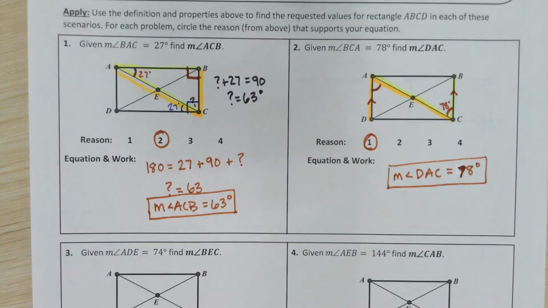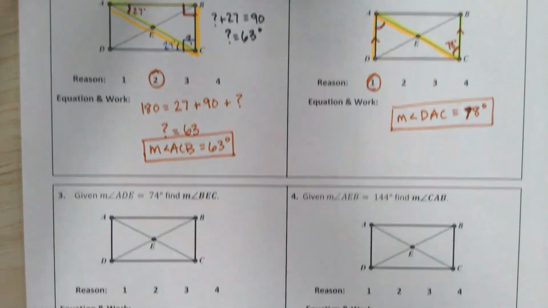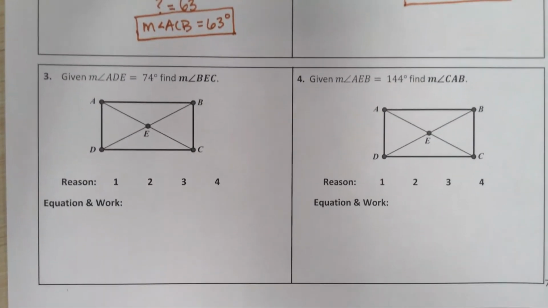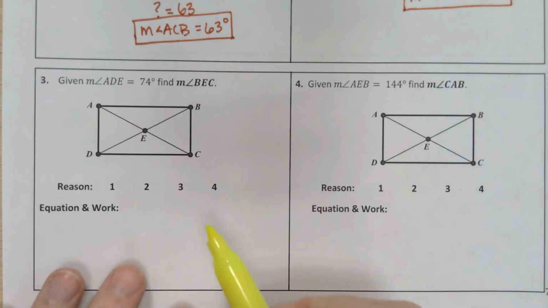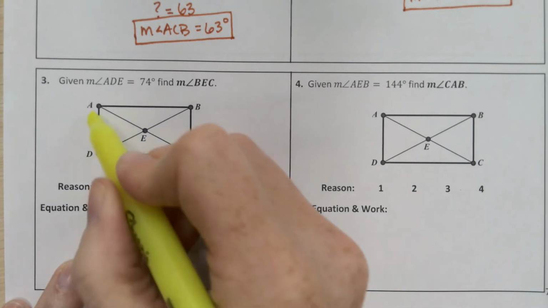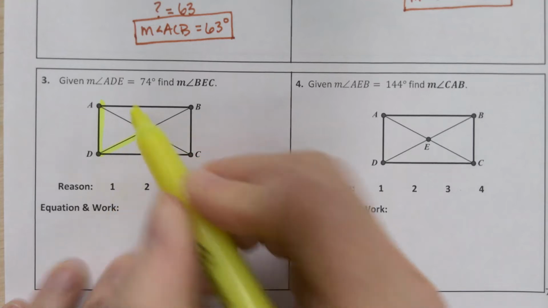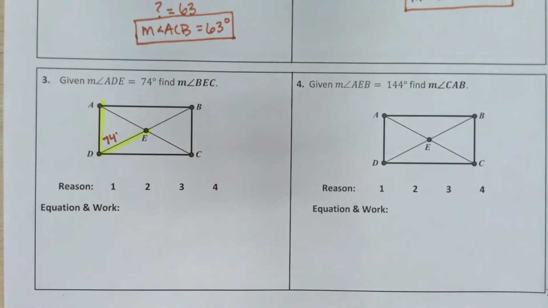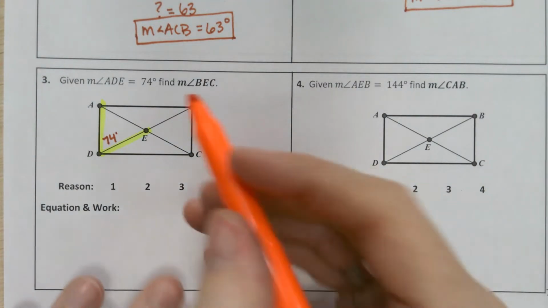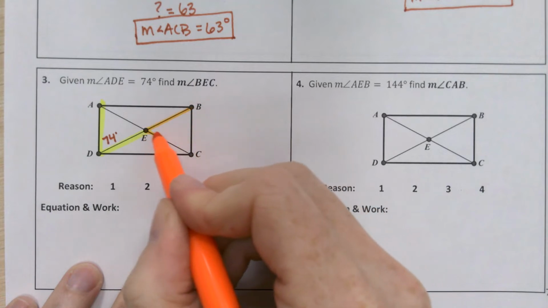All right, moving on to example 3. Looks like we have another angle given to us. This time we're looking at the measure of angle ADE. So this corner here is 74 degrees. And the one I'm looking for is the measure of angle BEC.